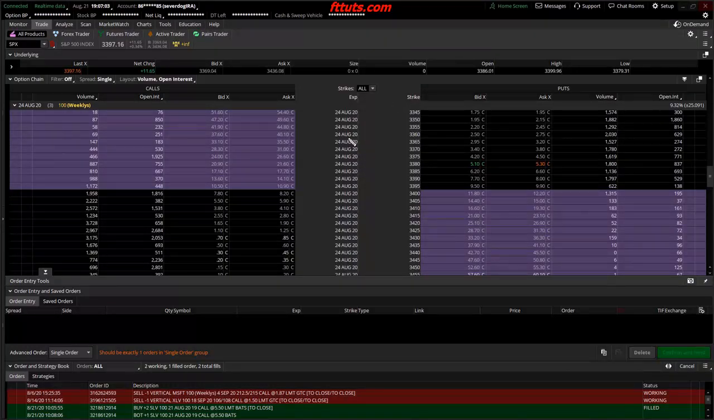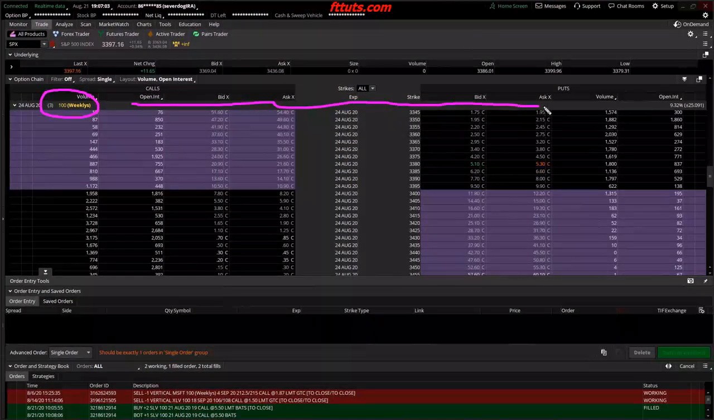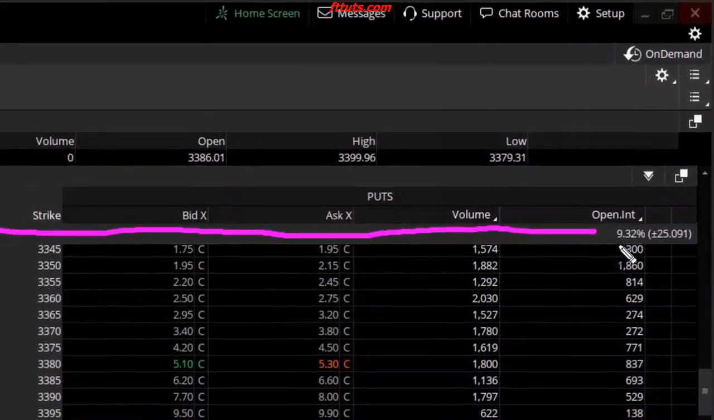So first of all, with Thinkorswim, we can simply choose the option series that we want. And if we go over to the right-hand side, we're going to see the implied volatility at the money for that series, as well as the expected move right there. So the number all the way to the right. And so this is a plus minus 25.091.